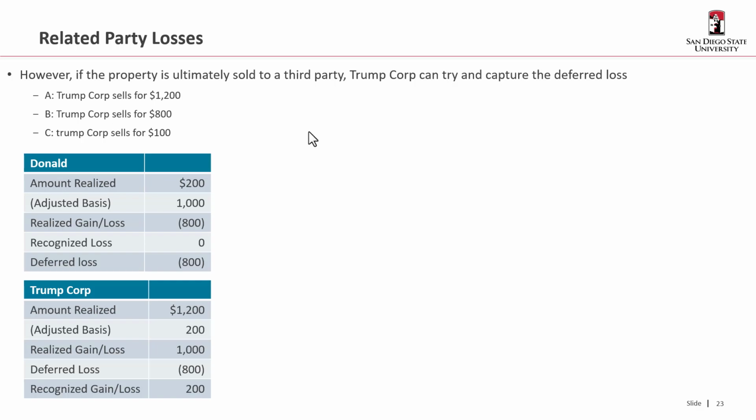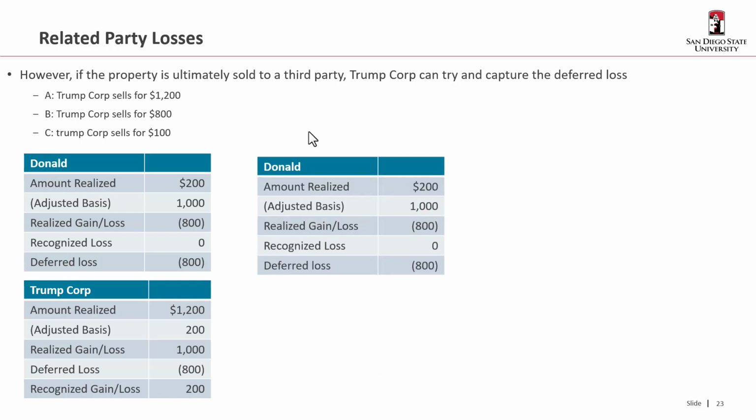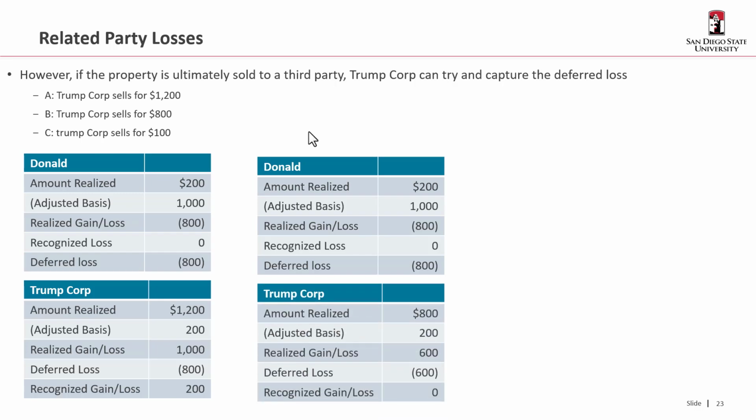Okay, let's see what happens if Trump Corp sells it for $800, scenario B. Donald's transaction doesn't change at all. He's still got the $800 loss. Now, Trump Corp sells it for $800, and so they generate a realized gain of $600. They're only permitted to use that deferred loss up to the amount of the realized gain that they generate. So as a result, they can only use $600 of that $800 deferred loss. So they don't recognize any gain, which is good news. But that $200 of deferred loss that went unused just evaporates. It's gone. No one's ever going to be able to claim that.